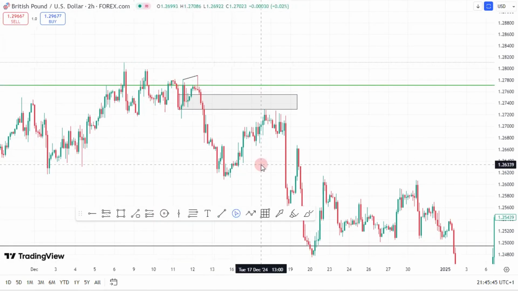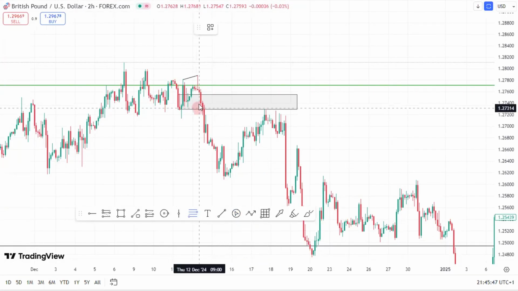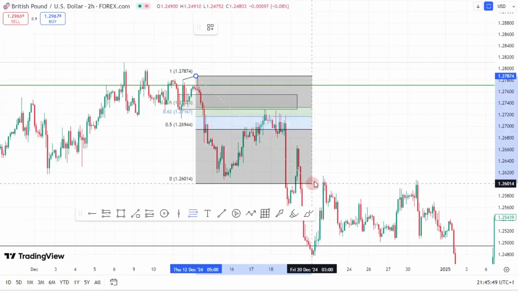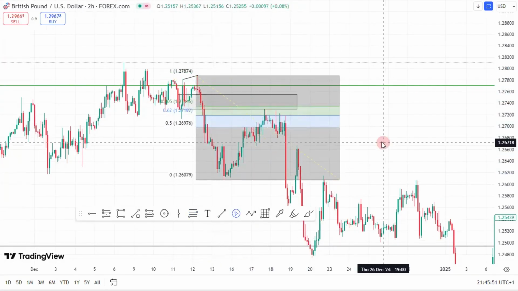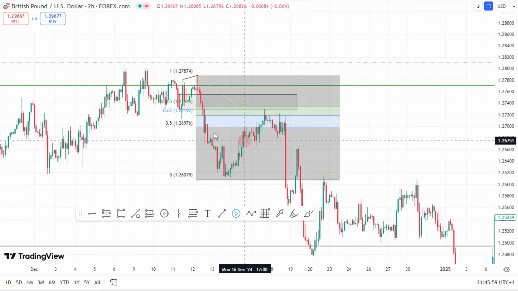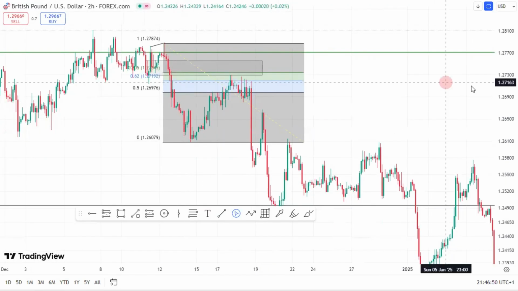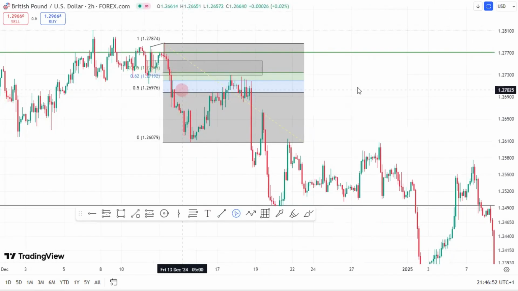So now the point I'm trying to make is that your OTE is supposed to align with an institutional reference point, either a fair value gap, order block, mitigation block. At least one of these institutional reference points should be aligned with your OTE. So this would have been a very, very good entry.